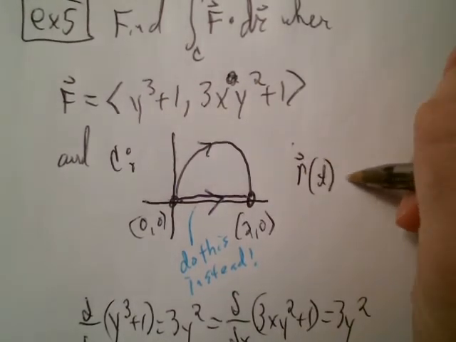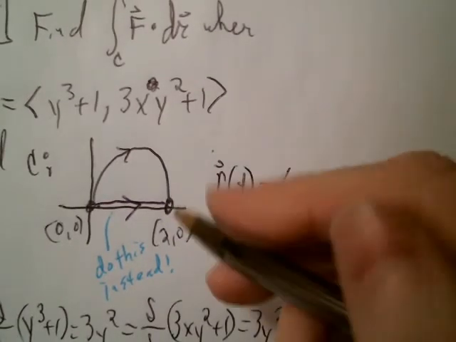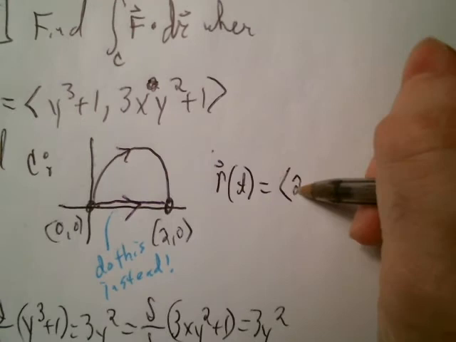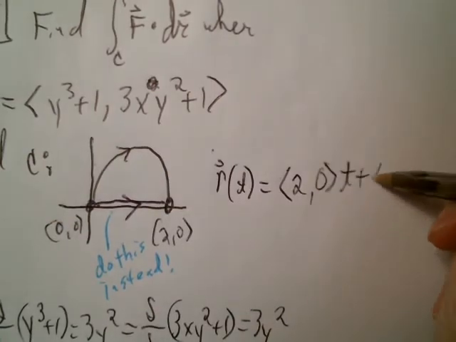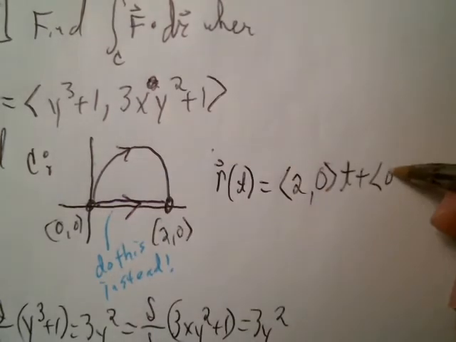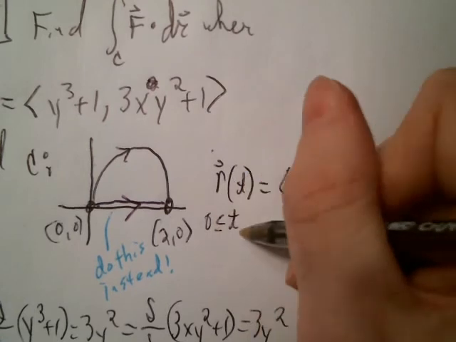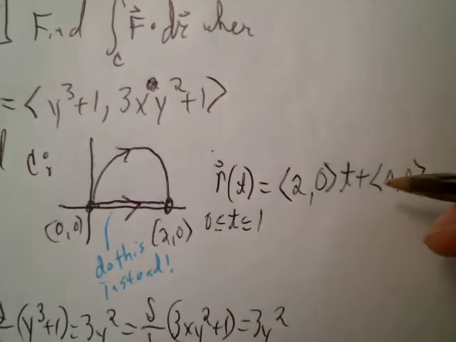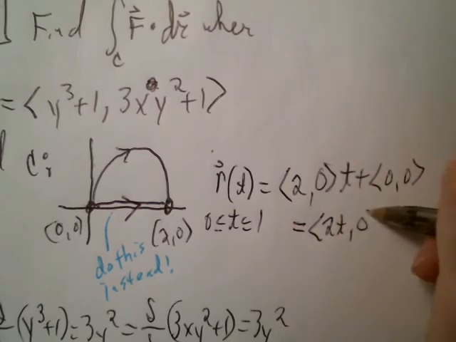We all, hopefully by now, know the vector equation for a line. So you just go 2 minus 0 is 2, and then 0 minus 0, 0, t, plus your starting point, which in this case is 0, 0. And we're varying the parameter from 0 to 1. And then we can simplify this into 2t comma 0.